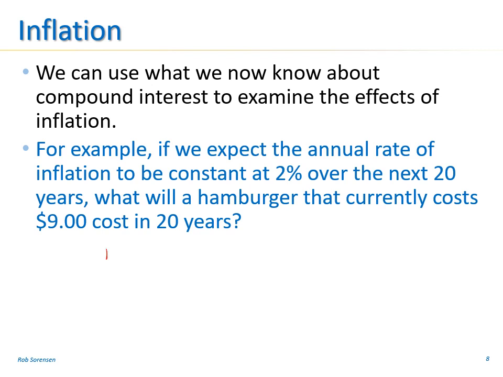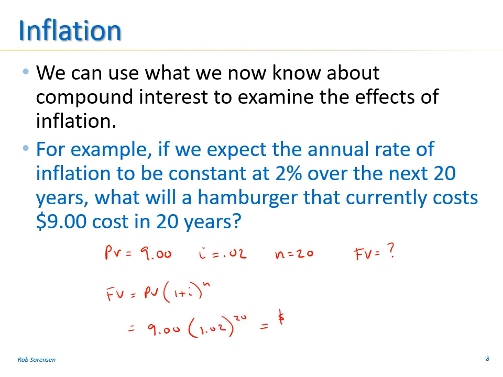Well, we've got currently a present value of $9. That's the current price of a hamburger. The inflation rate is 2% compounded annually. That's what we'll do with inflation. And we've got 20 periods or 20 years to go. What's going to be the price of this burger in the future? Well, future value is present value times 1 plus I to the power of n, or in this case 9 times 1.02 to the power of 20. And that works out to be $13.37. So a hamburger will cost a little more in 20 years than it does today.